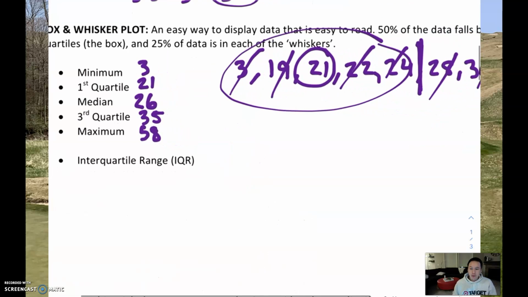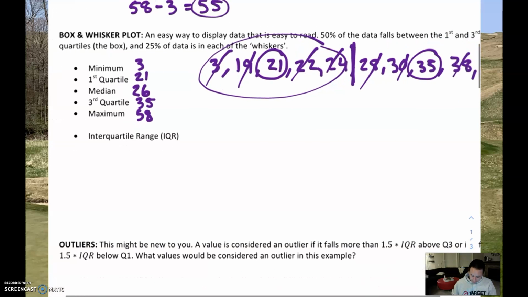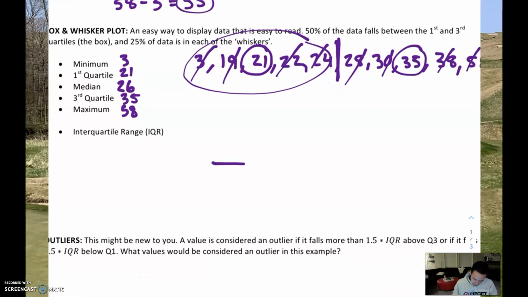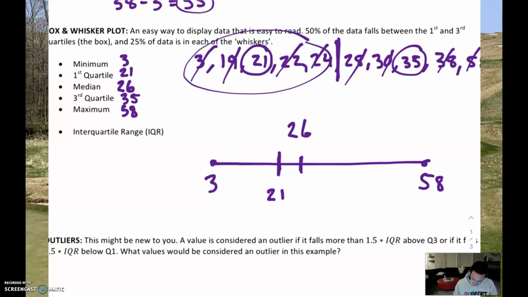So now, in order to create the box and whisker plot, we're going to start at 3 and go all the way up to 58. So we'll call that 3, and we'll call that 58. Now we want to try and draw this as close to scale as possible. I know on these little sketches it's not perfect, but let's put 26 right about there. We'll call that a 26. 21 would maybe be right about there. We'll call that 21. And 35 maybe about there. 35. And this is going to be our box.